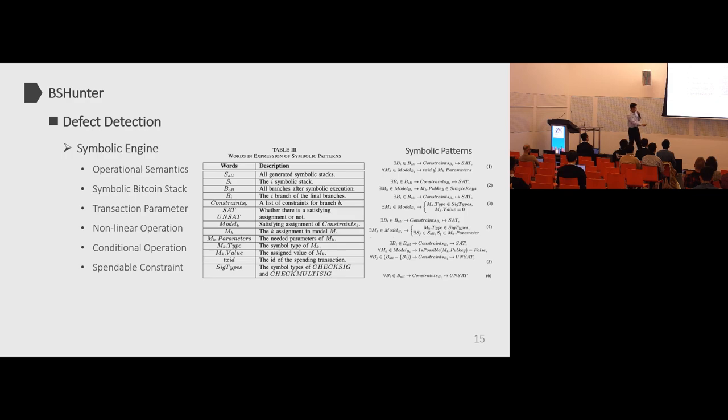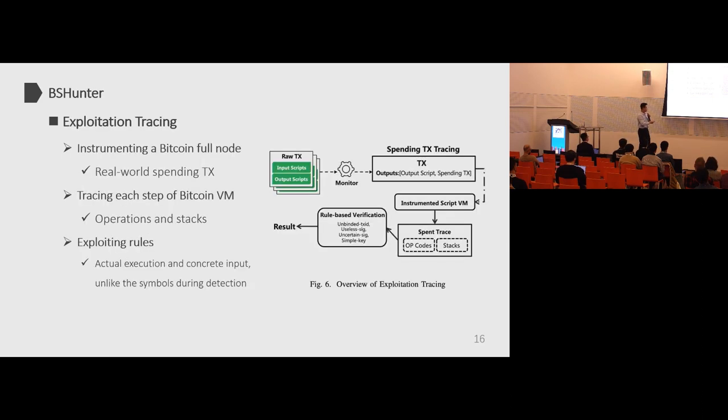Finally, we will add a spendable constraint to the branches. In this way, we can explore all the possible branches of the output scripts. After that, we define the patterns, which are represented as symbolic expressions to match. If a script matches the patterns, then it is considered to have the defect, right?